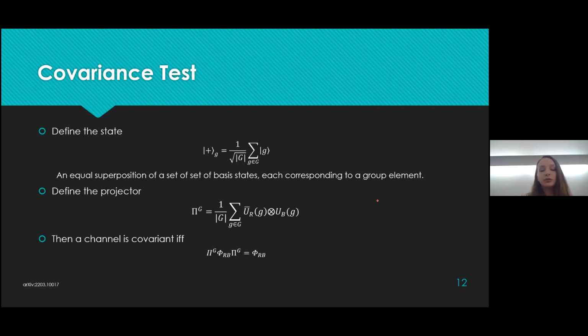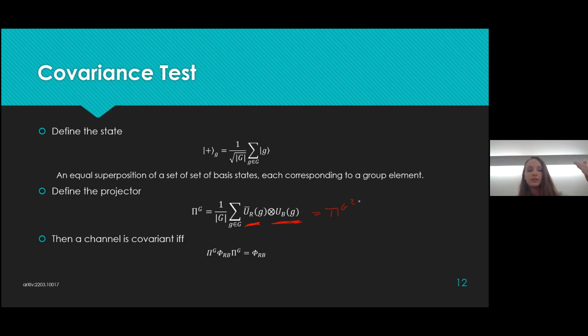And then you define a projector where you act on one of the systems with your unitary representation, and on the other system with the complex conjugate of the unitary representation. And this obeys all the rules of a projector. It is equal to its own square, and this is mildly important if you want to check some acceptance probability results of ours on the next slide.